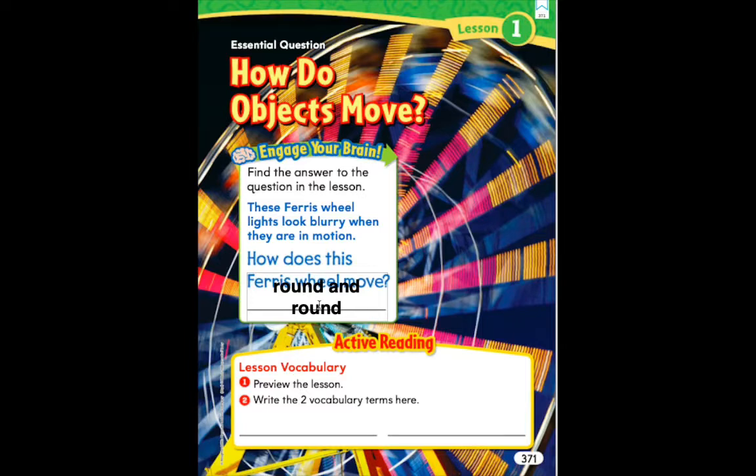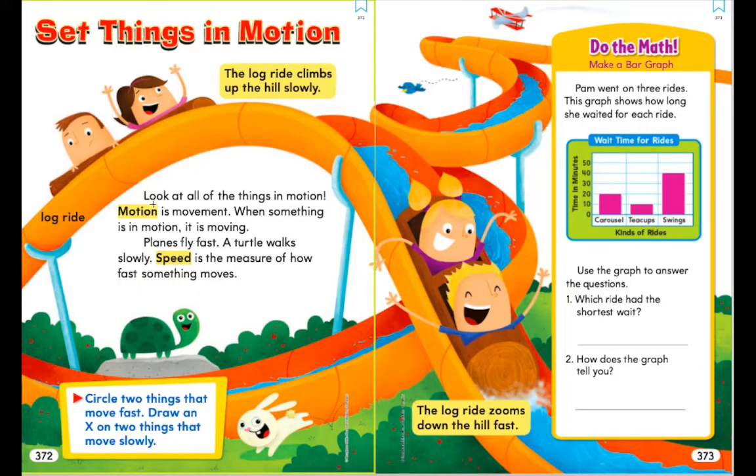Now we are going to learn two new vocabulary words, and those are motion and force. I would explain to you what is motion and what is force. So you may write over here motion and over here force. Now let's read the lesson. Things in motion. Look at all the things in motion.